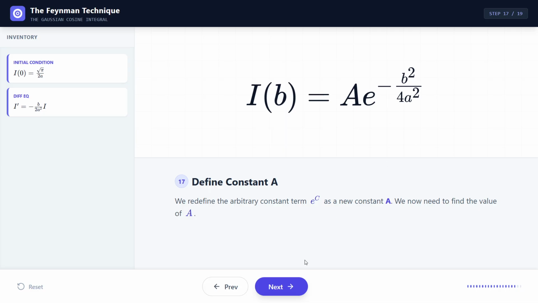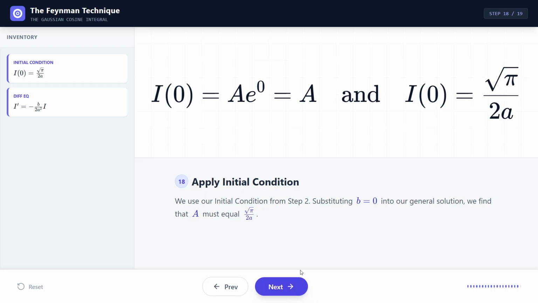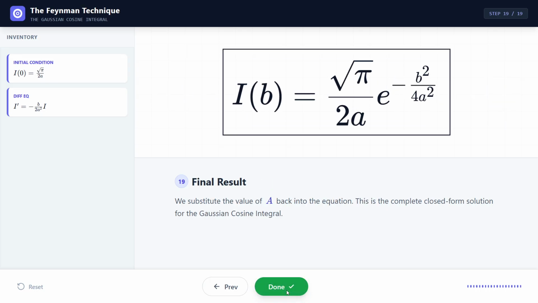And now we'll use the fact that I of 0 equals square root of pi over 2a to determine that this constant has to be square root of pi over 2a. And now we have the final answer to our original problem.